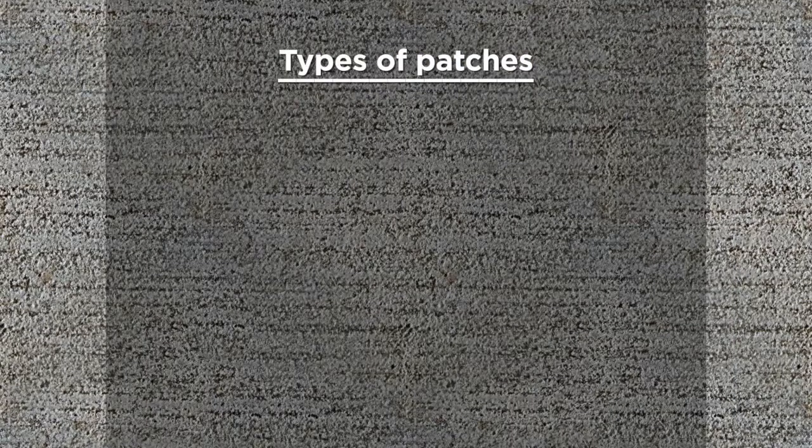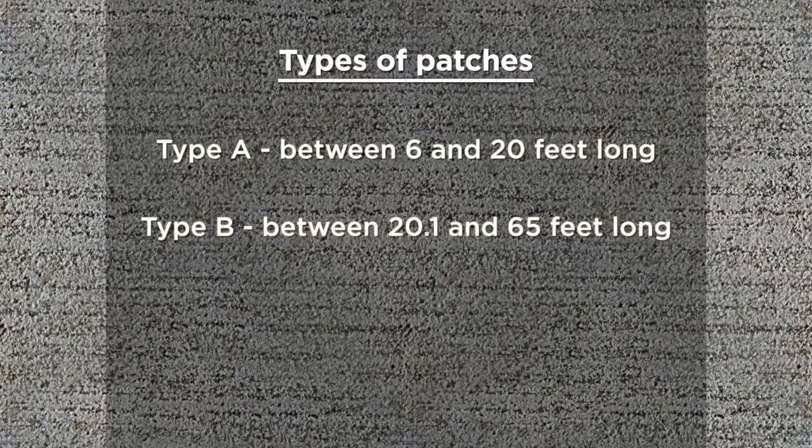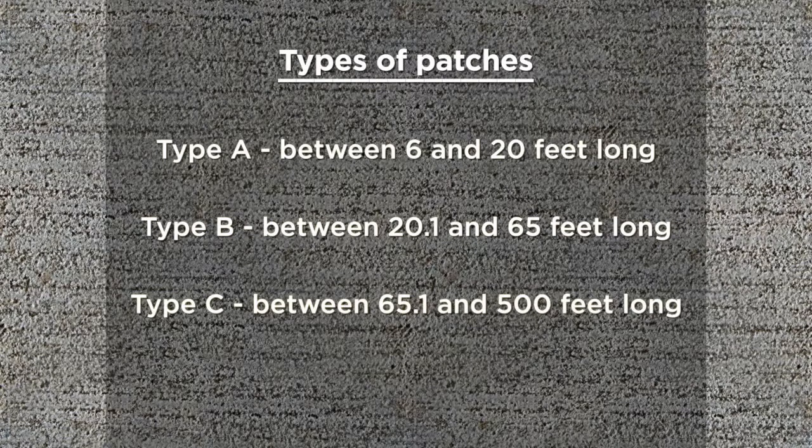There are different types of patches. There is a Type A patch, which is between 6 and 20 feet long, a Type B patch, which is between 20.1 and 65 feet long, and a Type C patch, which is between 65.1 and 500 feet long. Be sure to check the plans and specifications to determine what type of patches will be placed and their locations.